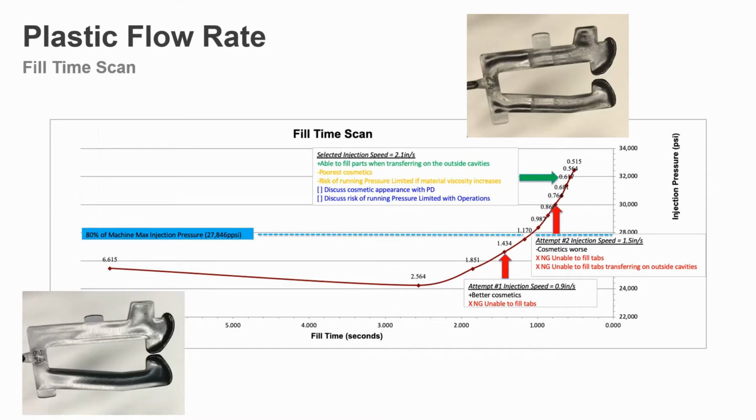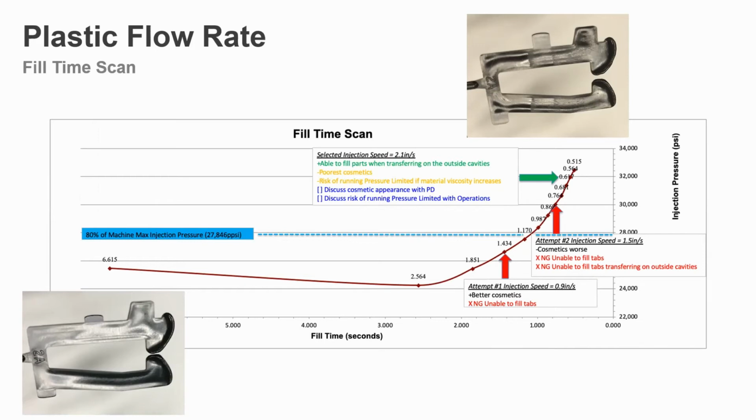In order to get the tabs to fill, like Jen had stated, we were at about a 0.6 second fill time here. Cosmetics are poor, and we've passed above our 80% threshold, 80% of the max available injection pressure on the machine. So we noted here the poor cosmetics. We noted the risk of running pressure limited because we are above that 80% threshold. And we also made notes to talk to PD, product design, about the cosmetics as well as operations to look at whether we should run it in this press or not.